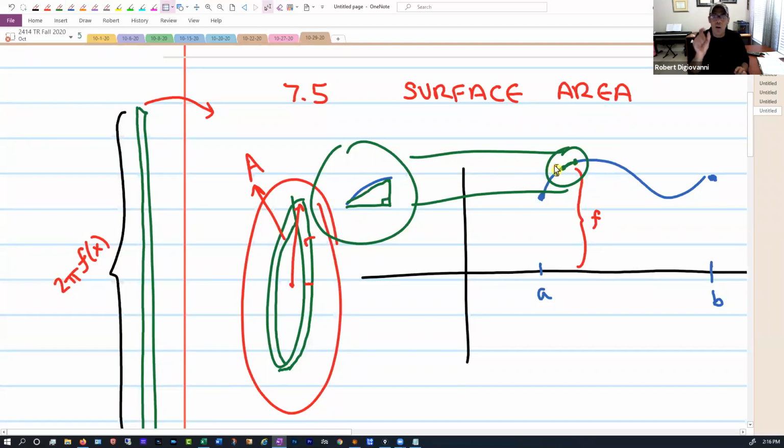That length is the arc length. That's how long it is. It's the arc length on that little piece. But we already came up with the formula for the arc length. It's this. So guess what? To do a surface area, your formula is going to look almost exactly like your arc length formula with one exception. We have to throw this into it, because this length times this gives us that area and we want to add them all up.